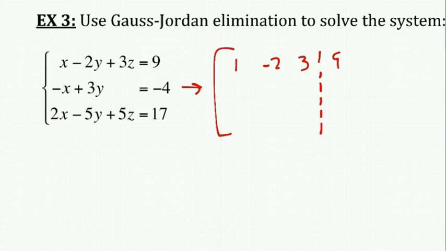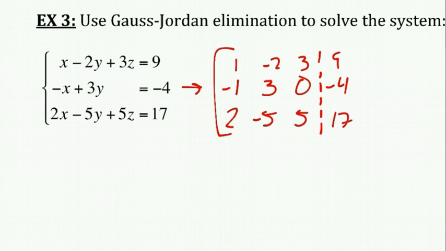Second row, the coefficient for our x value is -1. For our y value it's 3. And there's no z, so we're going to say 0 for z. And a constant of -4. And then the third row we've got 2, -5, +5, and 17.